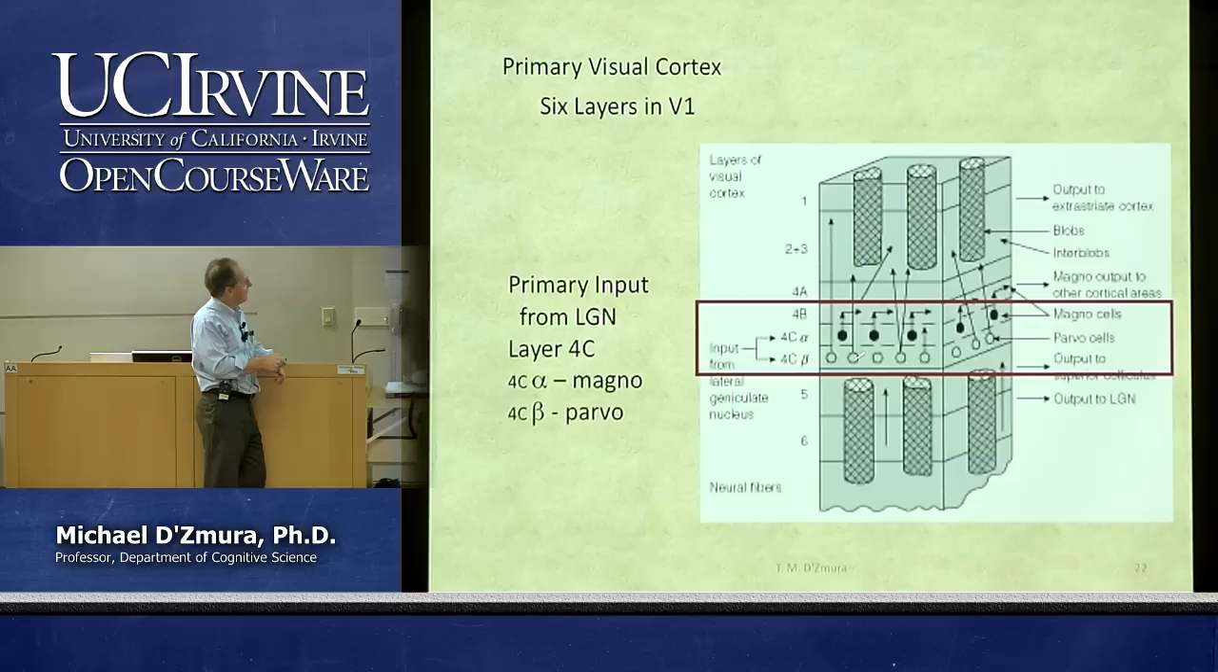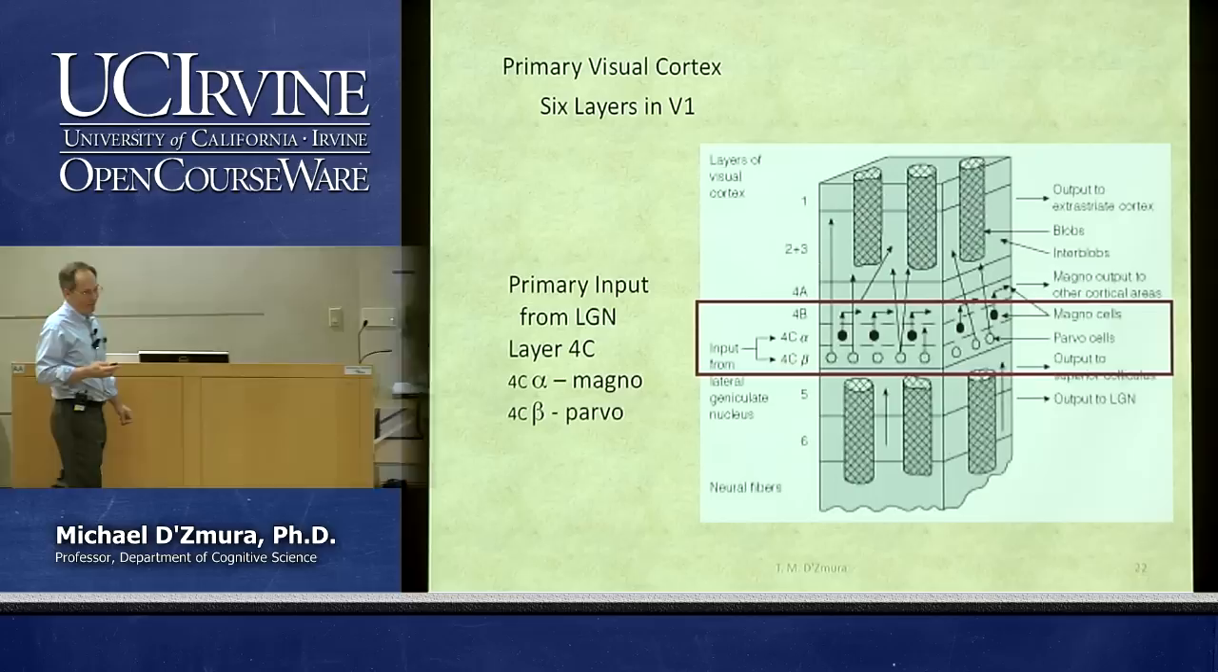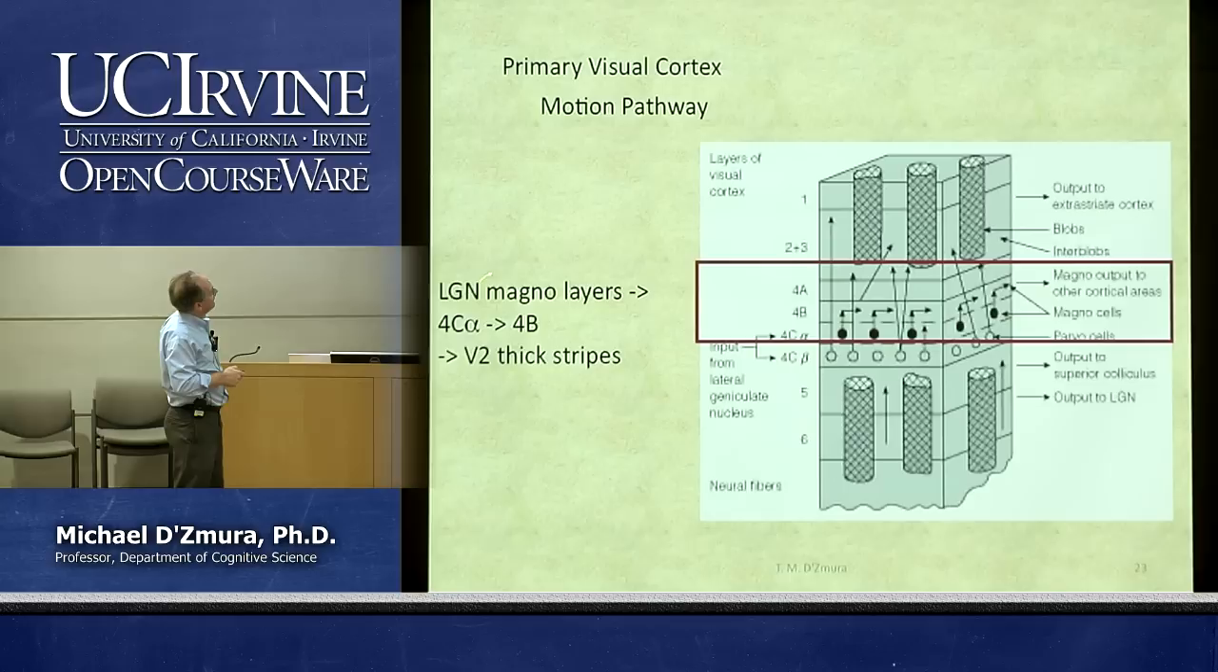They terminate on these cells here. So these effectively are continuing the parvo and magno pathways, which continue throughout the early stages of visual processing. Now, the magno layers project from 4C alpha to layer 4B, and then they just leave primary visual cortex entirely.